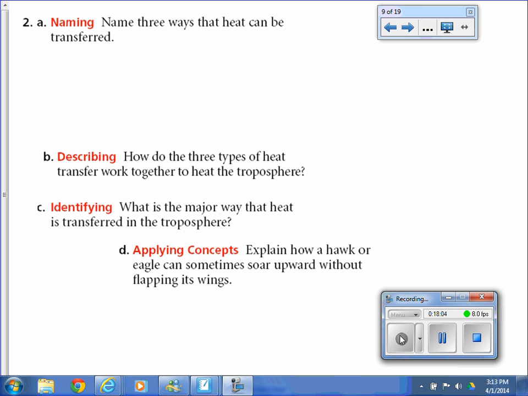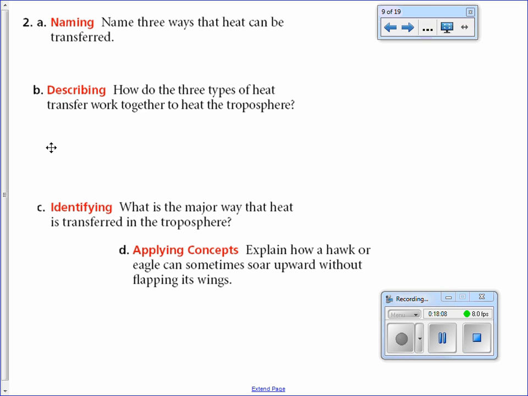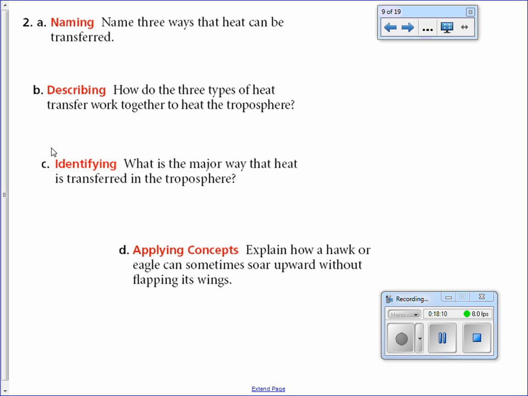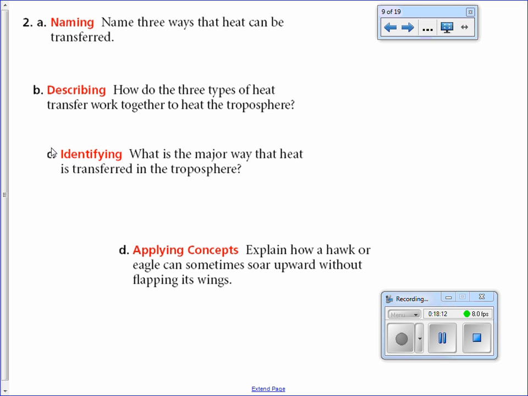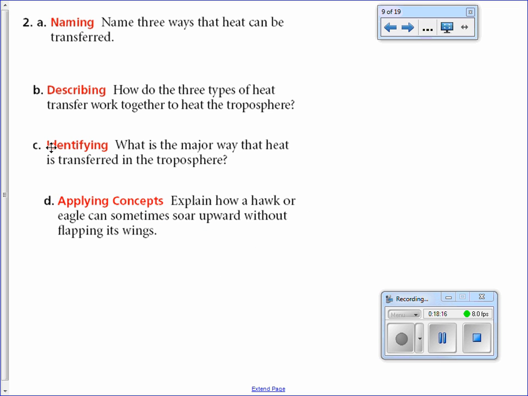Okay. And then once again, we did this already. The three ways heat can be transferred: conduction, convection, radiation. How do they work together to heat the troposphere? We did that in the picture. Major way heat is transferred to the troposphere. So we did all these, right? Okay. Oh, what about this one?